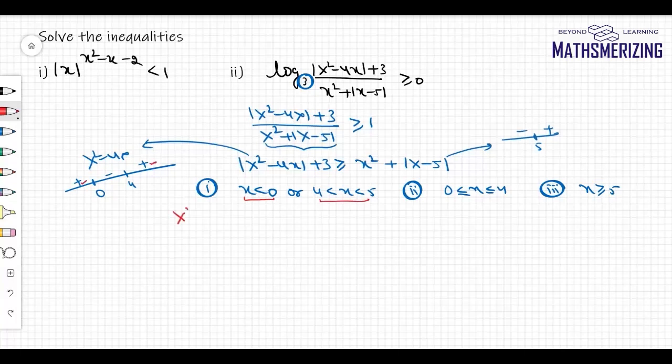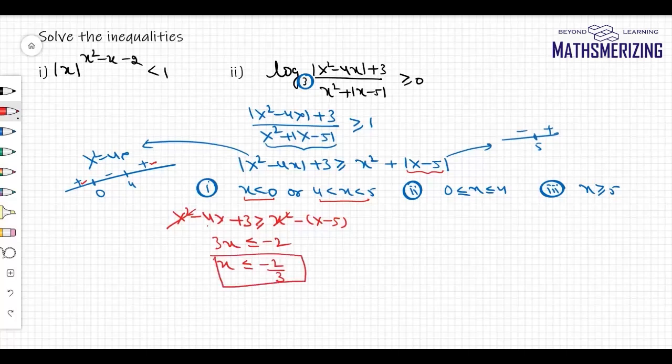So I can write x square minus 4x plus 3 is greater than or equal to x square. Now, what about x minus 5? It'll be negative. So minus of x minus 5. So I cancel x square. I can write 3x is less than minus 2. I'll get x is less than or equal to minus 2 by 3. Now x less than minus 2 by 3 lies in this interval. So that's my first solution.